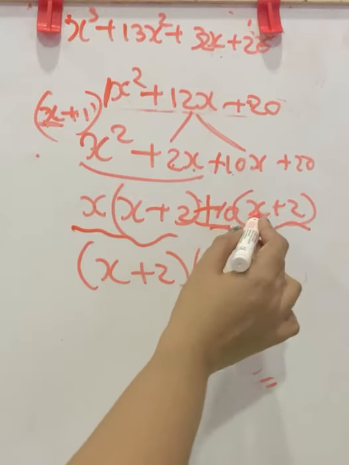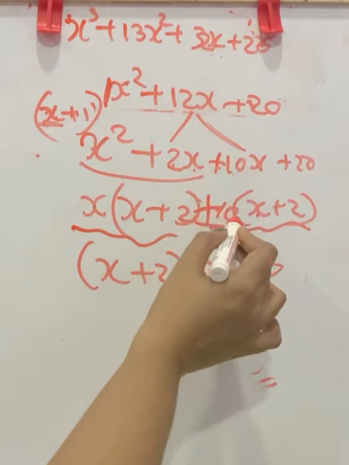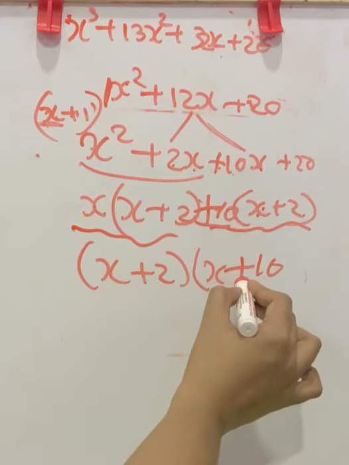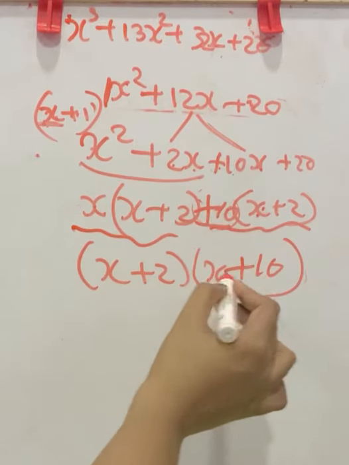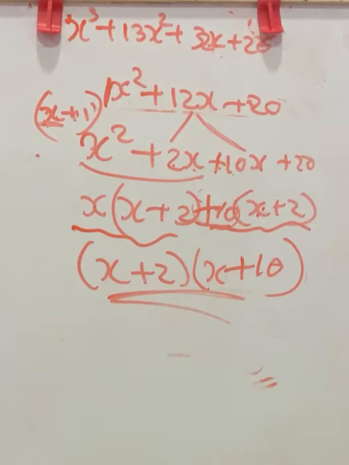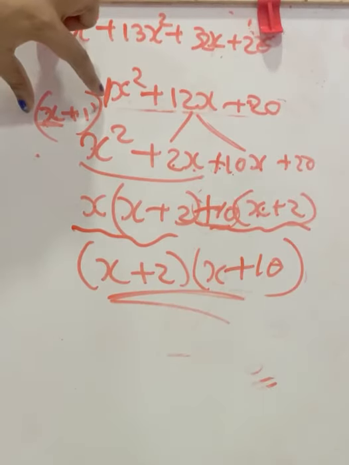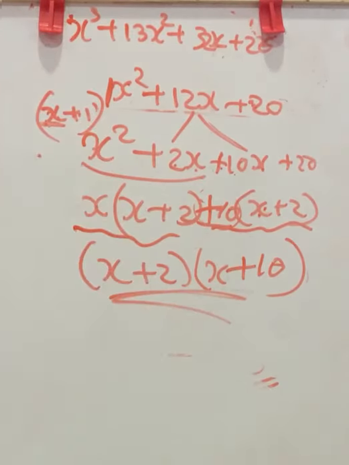That is x into x is x square, and plus 10 into x is plus 10x. Here it is plus 10. So the three factors of this cubic polynomial are x plus 1, x plus 2 and x plus 10.